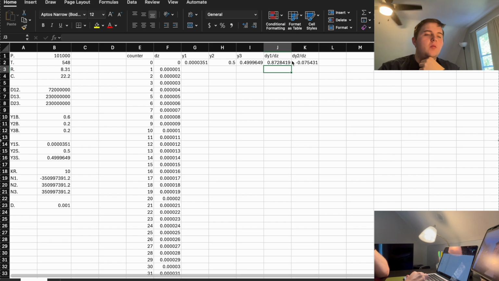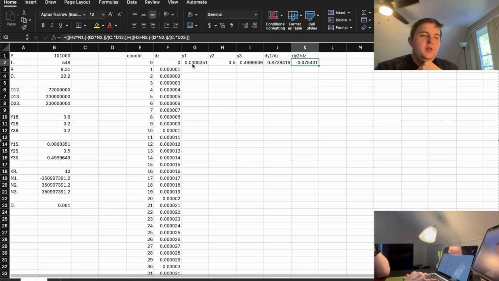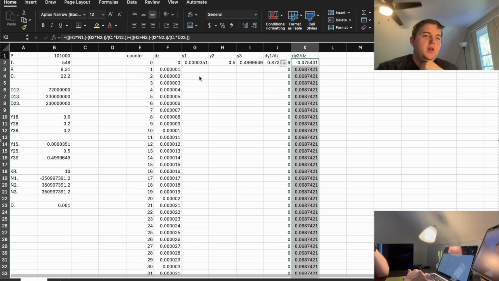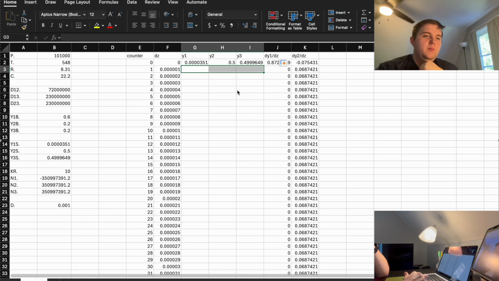Okay, there we go. Sorry, my throat hurts really bad. So we have our y1, y2, y3, dy1 dz, dy2 dz, so these can be copied down. We're not going to have a value yet because we haven't done this section, but it's okay.